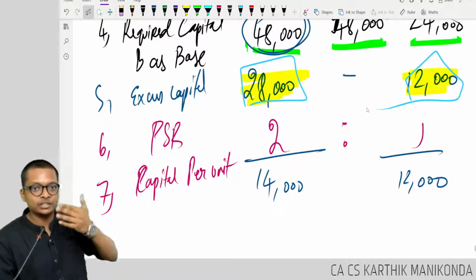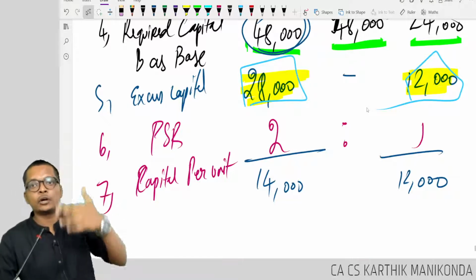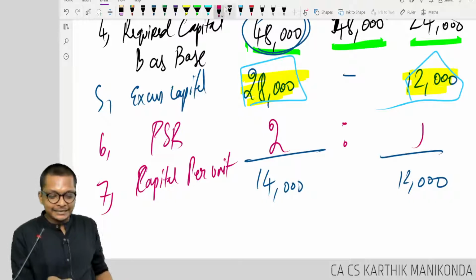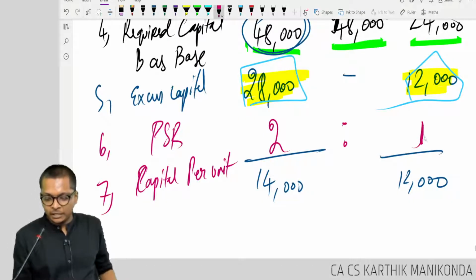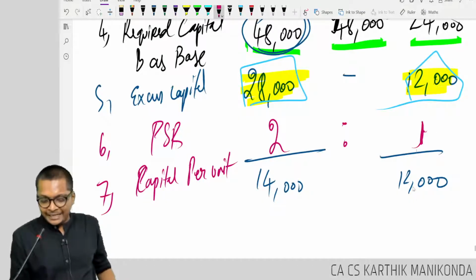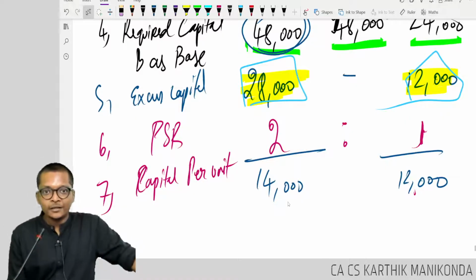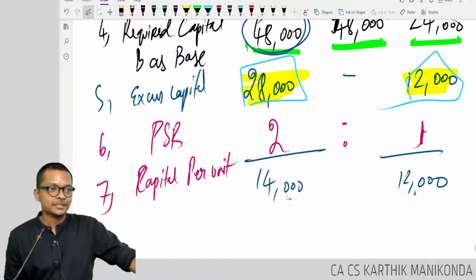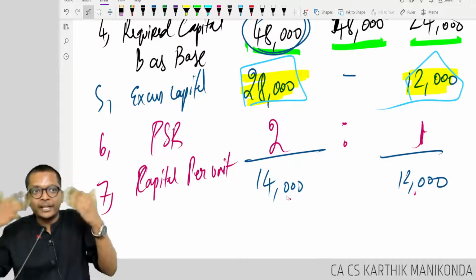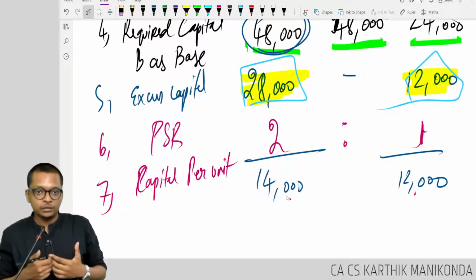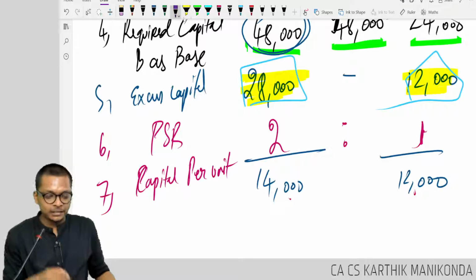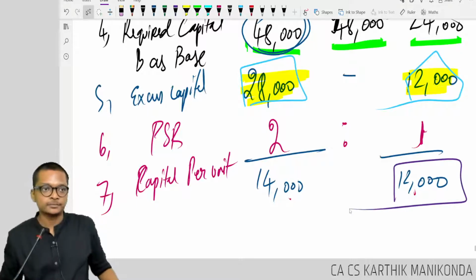Both of us gave extra. But who gave more extra? A. A is saying, see, C is saying, for 1 rupee, I gave only 12,000 rupees, but for 1 rupee, you gave 14,000 rupees. You are the bigger fool. Both of us gave extra, but who gave more extra? A. So now I will again keep, A is saying, I will keep you as the base.